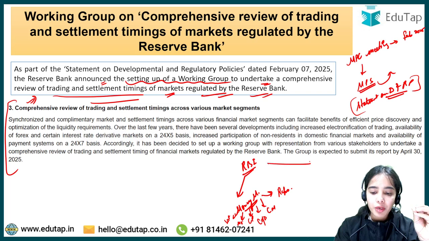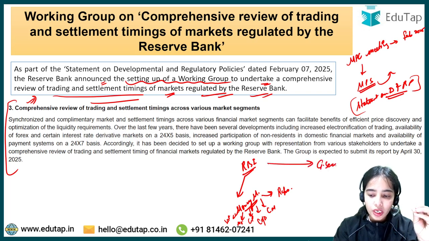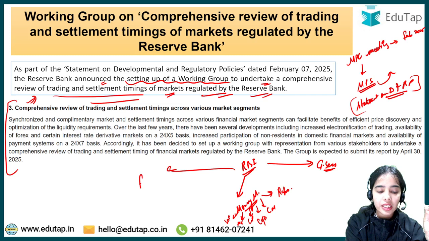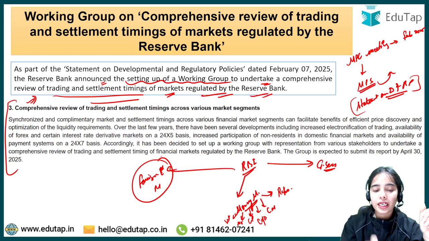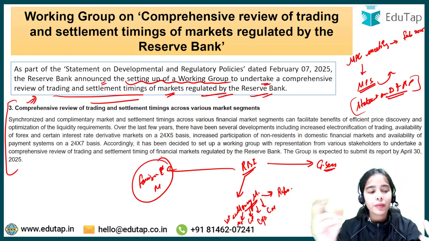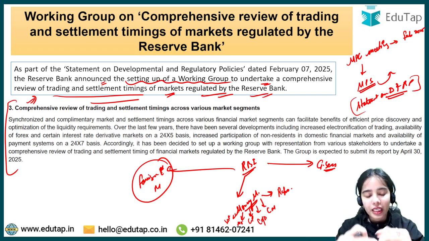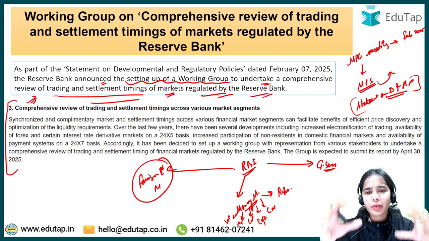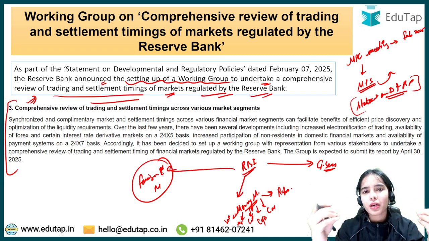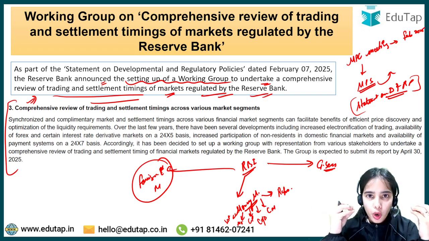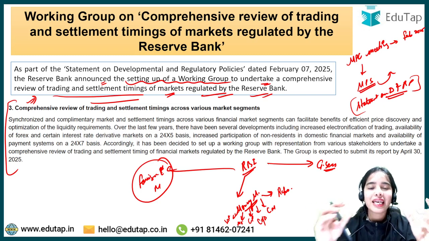The RBI also regulates the government securities market, and the RBI also regulates the foreign exchange market. So there are some markets regulated by the Reserve Bank of India, such as the money market, the government securities market, and the foreign exchange market. Now the RBI said that we will be setting up a working group to comprehensively review the trading and settlement timing.